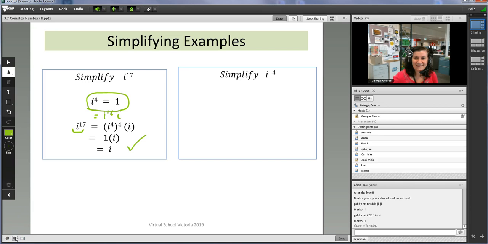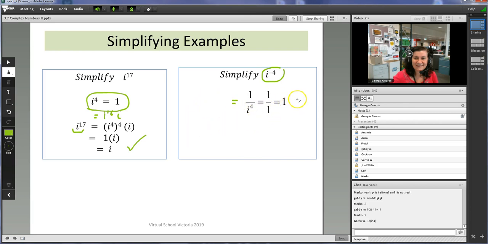It's equal to 1. Yes, Marco, because you can rewrite that using the index laws. When it's a negative power, it just means it's a fraction. So you can rewrite that as 1 over i to the power of 4. We know that i to the power of 4 is equal to 1. Voila! Ta-da!